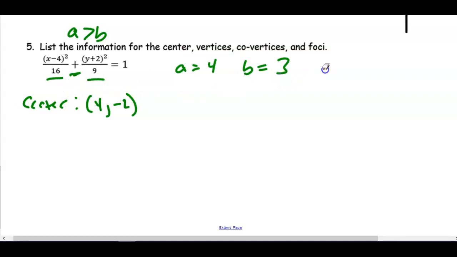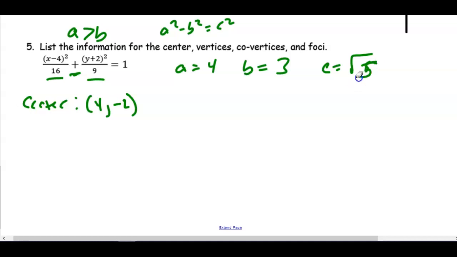And then C will be 5, guys, because that's a 3-4-5 triangle. Actually, no, C is not 5, because I forgot what an ellipse is. A squared minus B squared equals C squared, right? So let's fix that. I dropped the ball. If it was Pythagorean theorem, it would work out, but it doesn't. So 16 minus 9 would be 5, so this would be the square root of 5.